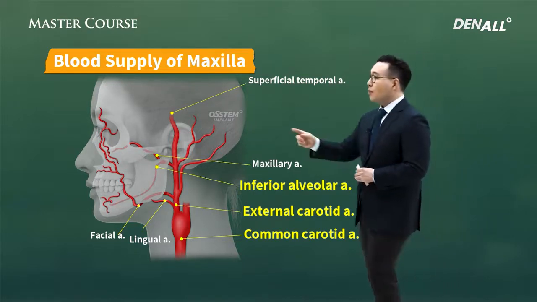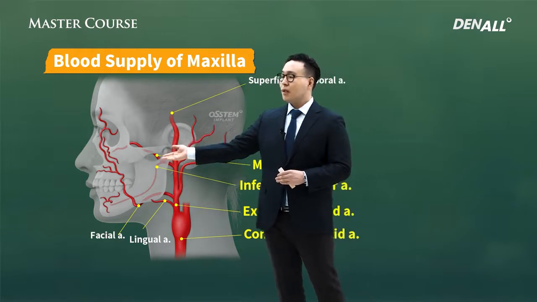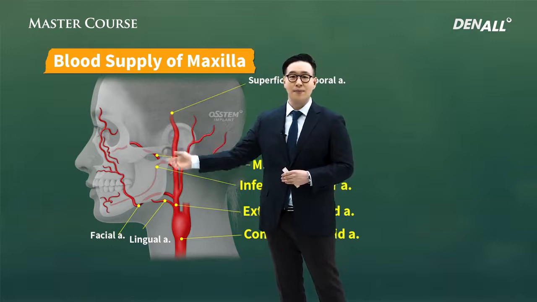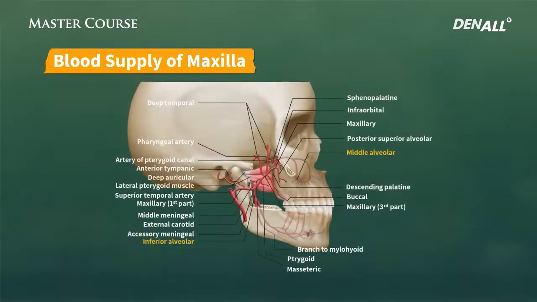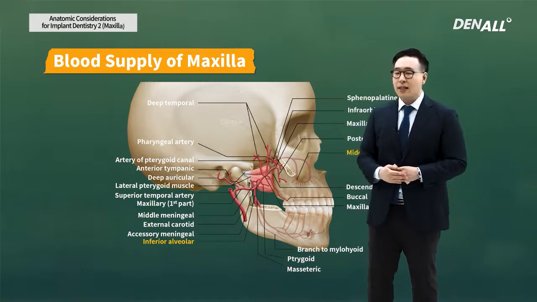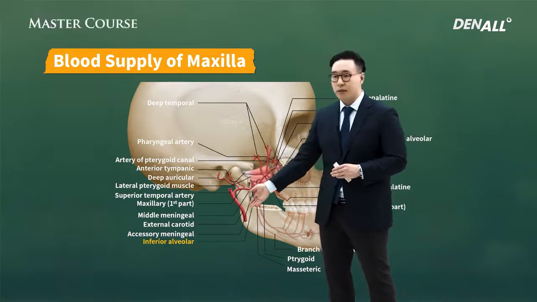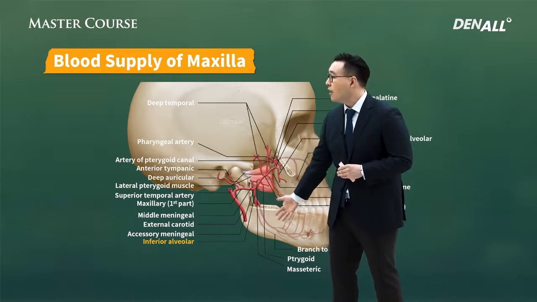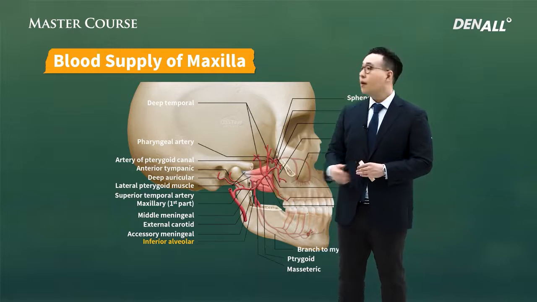Of that, the maxillary artery supplies blood to the maxillary side. This has many branches and flows to the front of the maxillary side, and it can be divided into 3 parts. The first part is the mandibular part, and the inferior alveolar artery is where it supplies blood to the mandibular side.